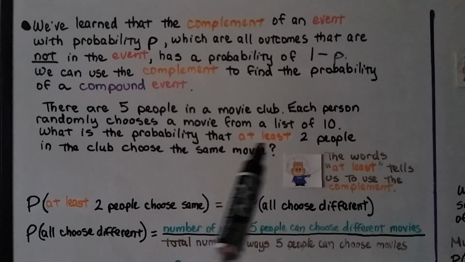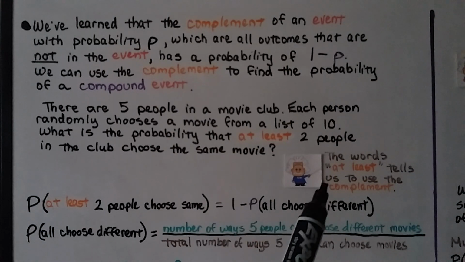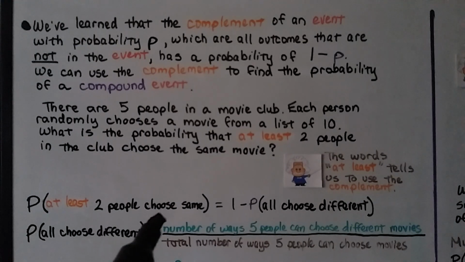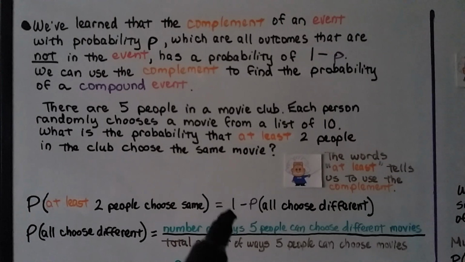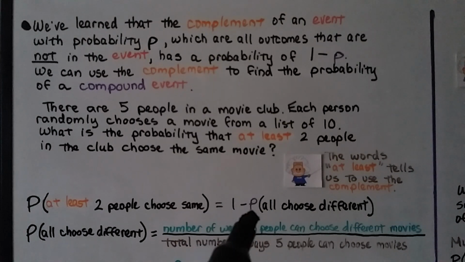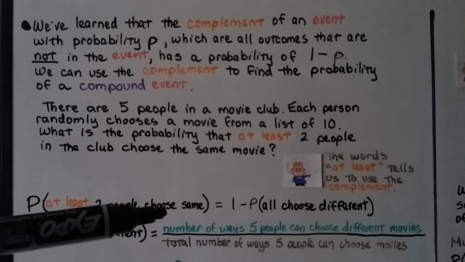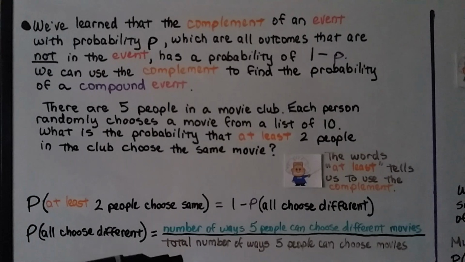So at least is really important. The words at least tell us to use the complement. So if you see that, that's a clue. You know it's a hint to use the complement. And the probability at least 2 people choose the same movie is going to equal 1, or 100%, minus the probability that all choose different movies. The probability that all choose different movies is going to be the number of ways 5 people can choose different movies divided by the number of ways 5 people can choose movies.